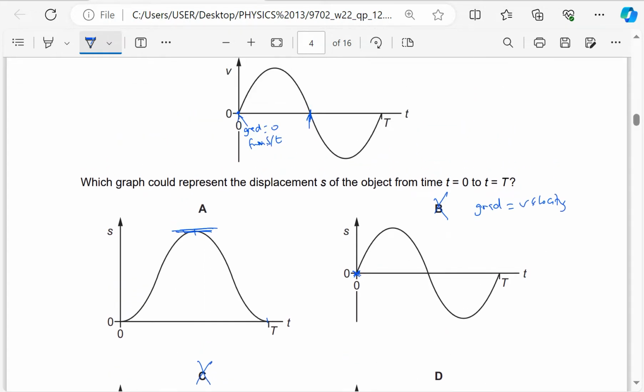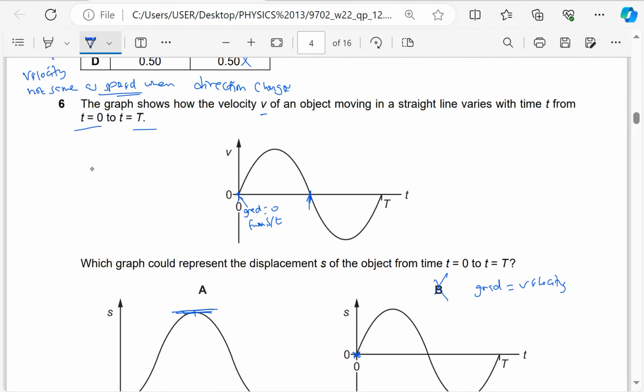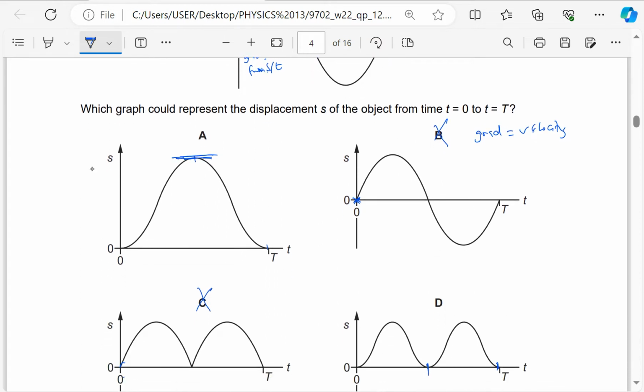Then let's look at what is happening between t equals 0 and t equals half of T. Here the velocity increases, which means the gradient should increase, and then the velocity becomes maximum. So the gradient should increase to maximum, and then the gradient should decrease to 0. Here this part is showing that the gradient is increasing. Here the gradient is 0, so v is 0 here. Here the gradient is increasing, so v is increasing.